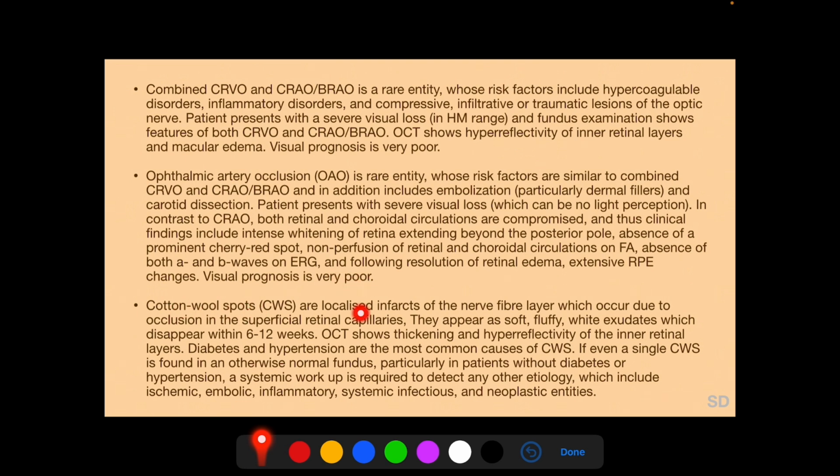Cotton wool spots are localized infarcts of the nerve fiber layer which occur due to occlusion in the superficial retinal capillaries. They appear as soft, fluffy white exudates which disappear within 6 to 12 weeks. OCT shows thickening and hyperreflectivity of the inner retinal layers. Diabetes and hypertension are the most common causes of cotton wool spots. If even a single cotton wool spot is found in an otherwise normal fundus, particularly in patients without diabetes or hypertension, a systemic workup is required to detect any other etiology, which include ischemic, embolic, inflammatory, systemic, infectious, and neoplastic entities.